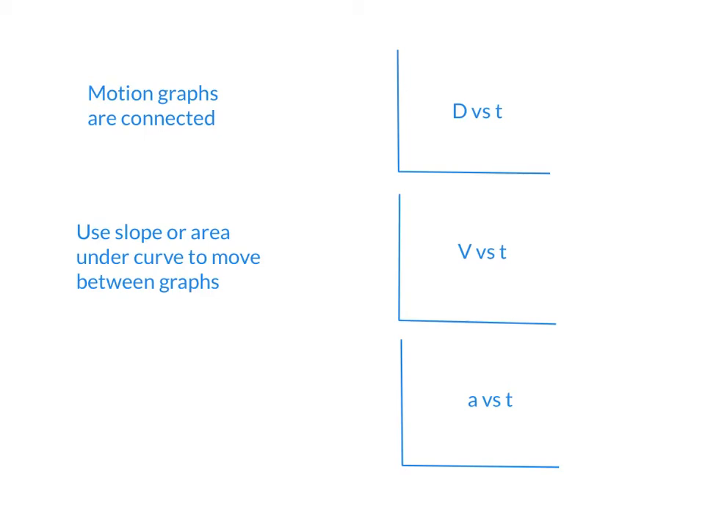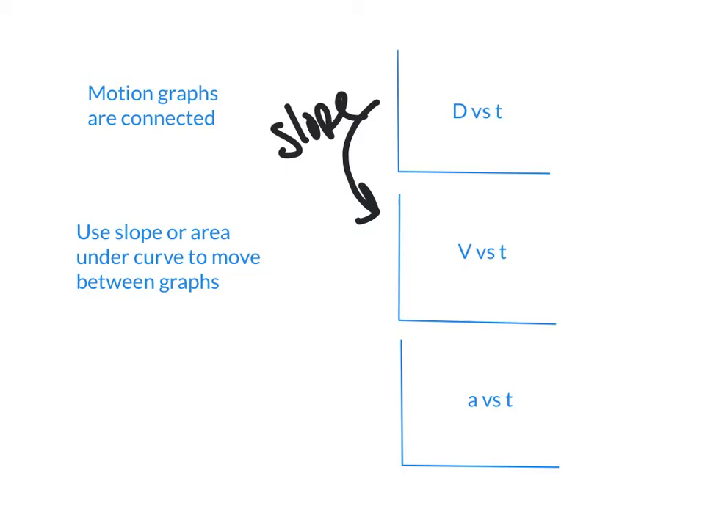In this lesson, I'm going to walk you through how motion graphs are connected and how we can take information from one type of graph and create a new graph using that information. The basic ideas are as follows. If we start with a distance versus time graph, and you can see that graph at the top, and we want to create a velocity versus time graph and basically graph the velocity of that motion, we will take the slope of the distance versus time graph, and that slope becomes the velocity during that interval.